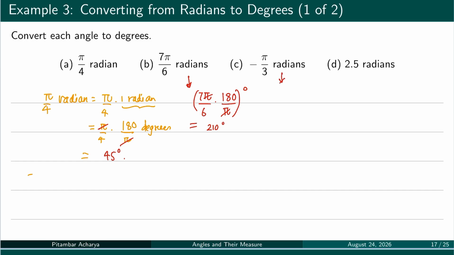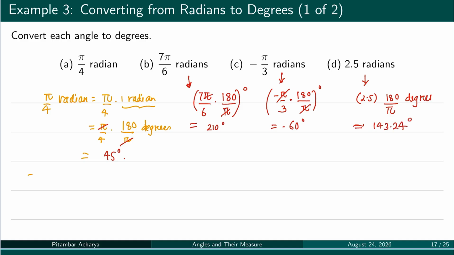What about the third one? Similarly, we can write negative pi over 3 times 180 over pi degree. The pi cancels out, so this will be negative 60 degree. This 2.5 radian is 2.5 multiplied by 180 over pi degrees. This will be equal to some value, and if we round it, it will be equal to 143.24 degree.